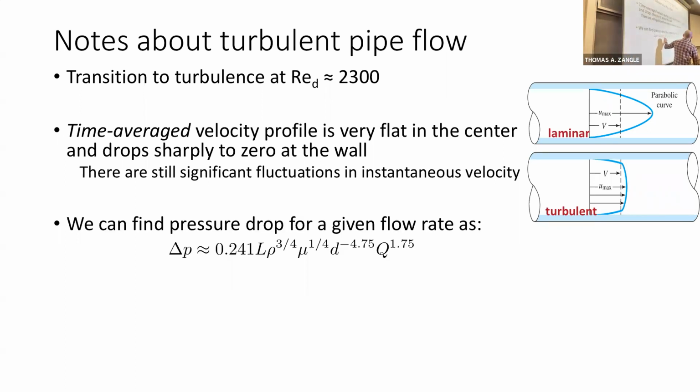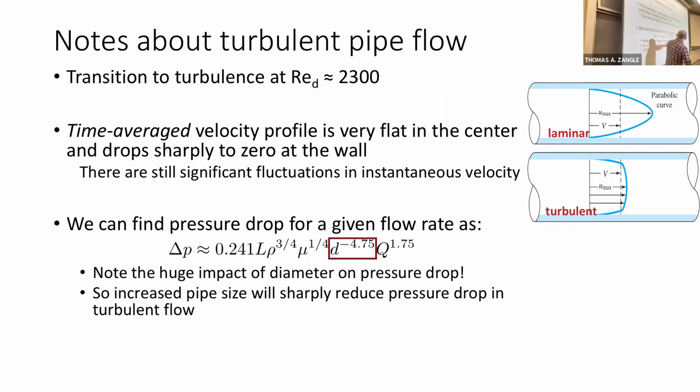So from our friction factor expression, if we plug everything in, we can find the pressure drop for a given flow rate for a smooth pipe as this expression here. Now we have all these weird powers: 1.75, 4.75, 3/4, 1/4. But the one thing I want to draw your attention to is this dependence on pipe diameter. We have D to the minus 4.75. That is a huge power to be raising the diameter to. So what this is telling us is that diameter has a huge impact on pressure drop in turbulent flow.